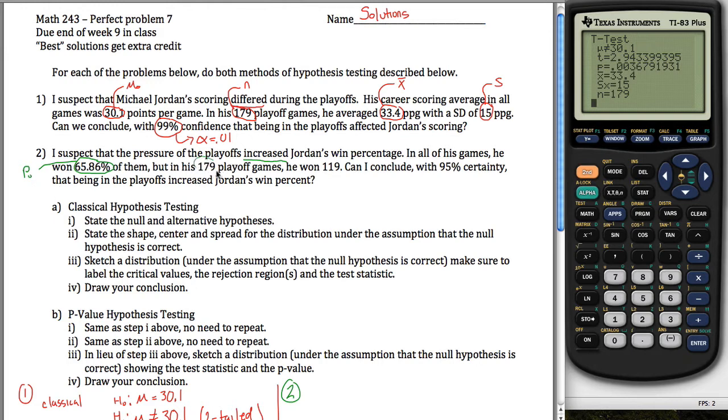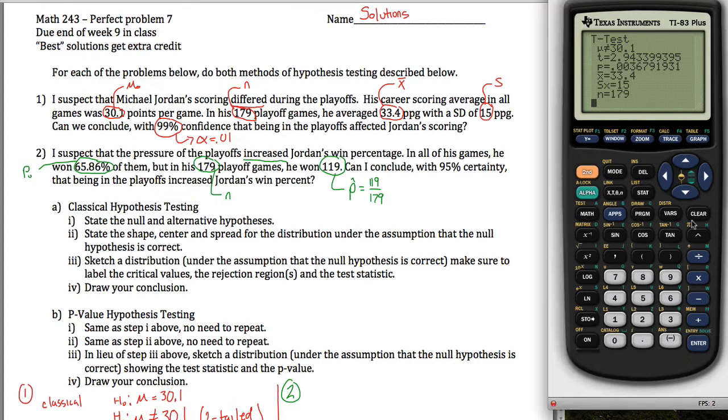Then we got this sample. There are 179 games in our sample, so that's N. And he won 119 of those games. That's not P hat, be careful. P hat is equal to that value divided by N. So 119 divided by 179. Figure that out if you wanted to. I don't know that it really matters, but sure, why not, as long as we're here. 119 divided by 179. In the playoffs, he won about 66.48%.